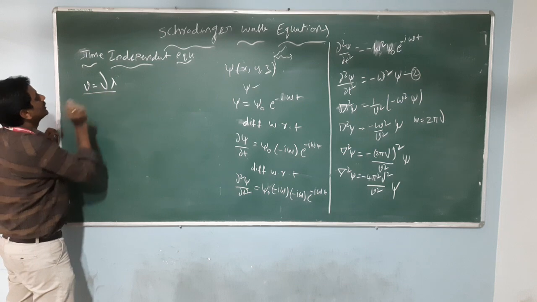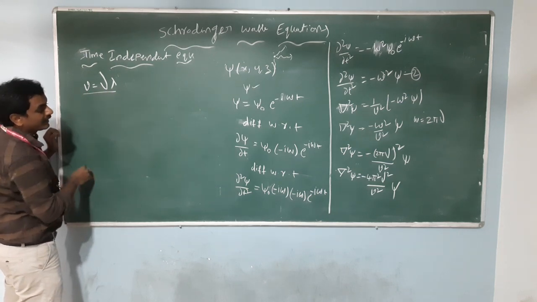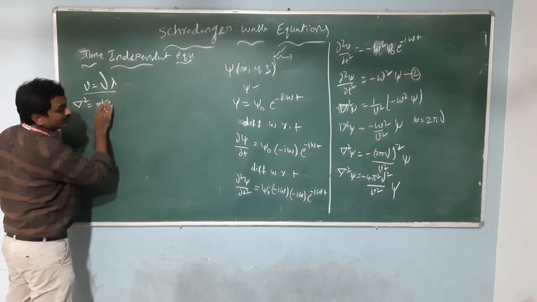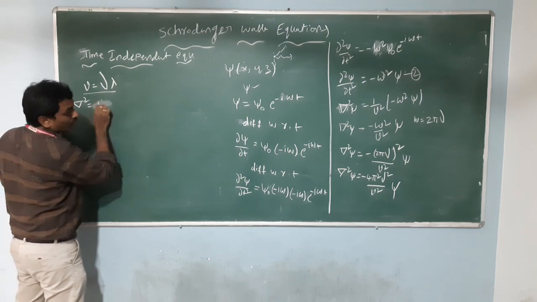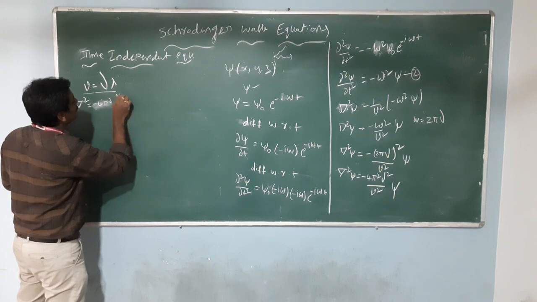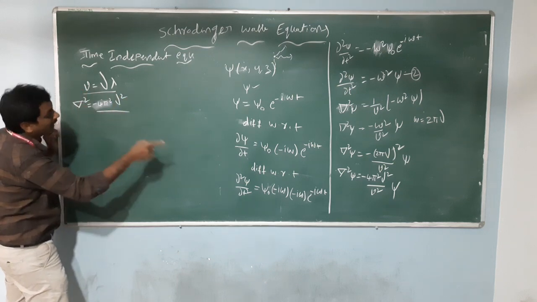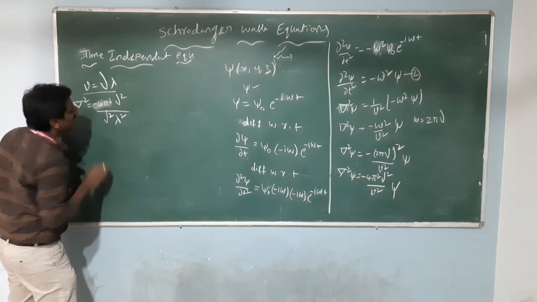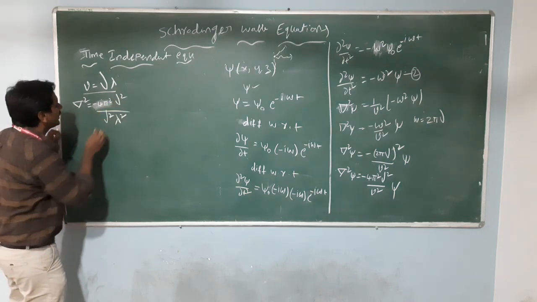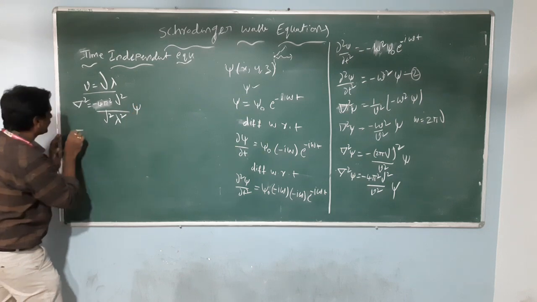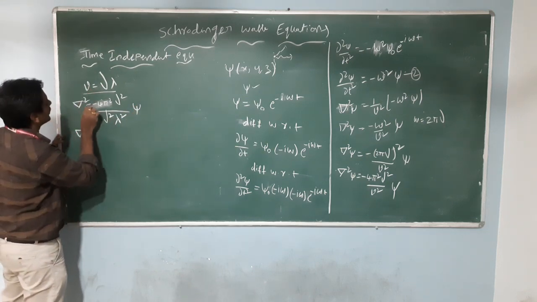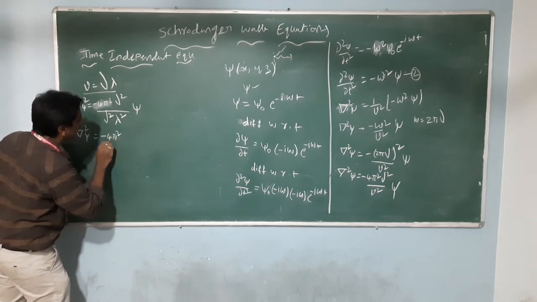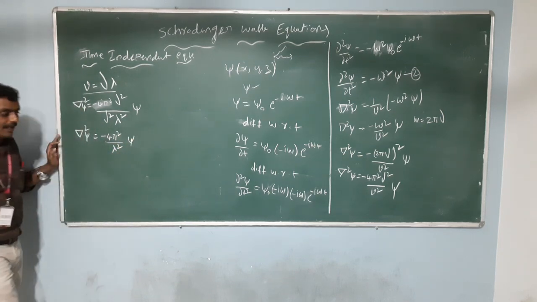Now substitute the V value in that equation. Del square psi is equal to minus 4 pi square nu square by V square into psi, and instead of V I am writing nu lambda, so nu square and lambda square. Now nu square and nu square get cancelled, so del square psi is equal to minus 4 pi square by lambda square into psi.